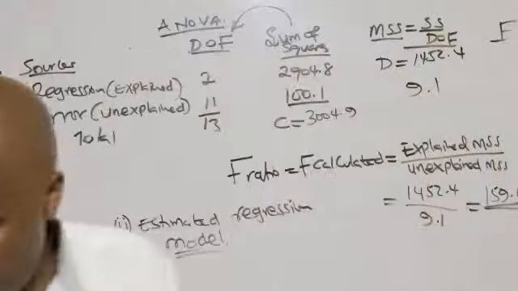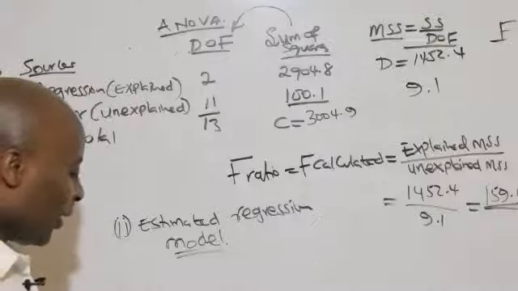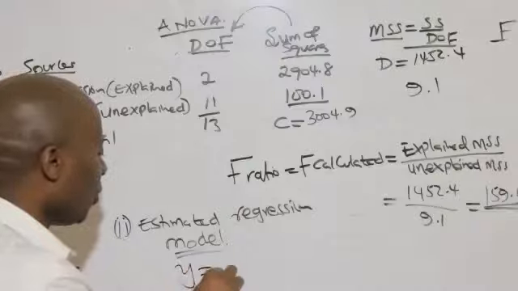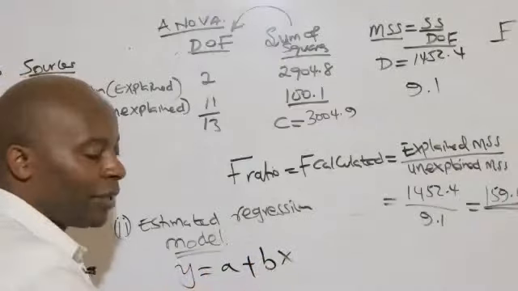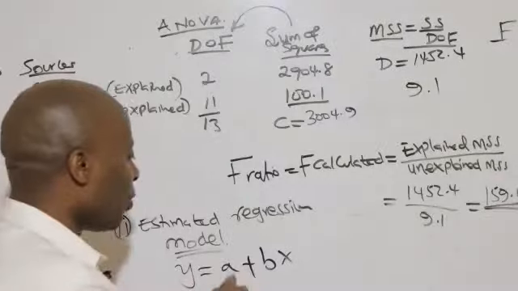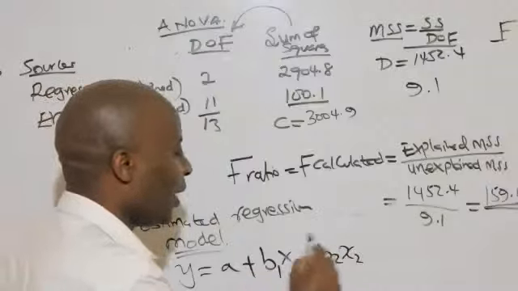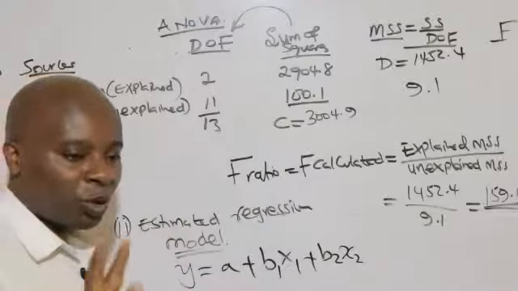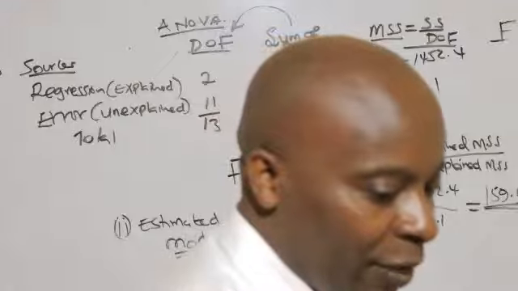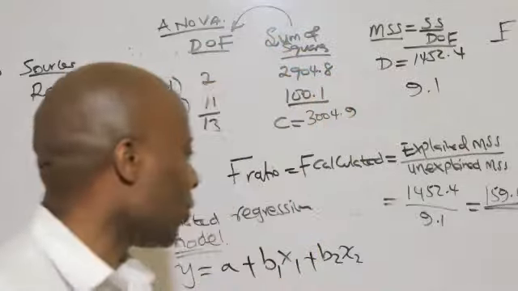This person, ladies and gentlemen, has known that generally this is how regressions look like. Our regression models normally look like this: y equals a plus bx. But because this is a multiple regression model, this will be y equals a plus b1 x1 plus b2 x2, because we have two predictor variables, x1 and x2.